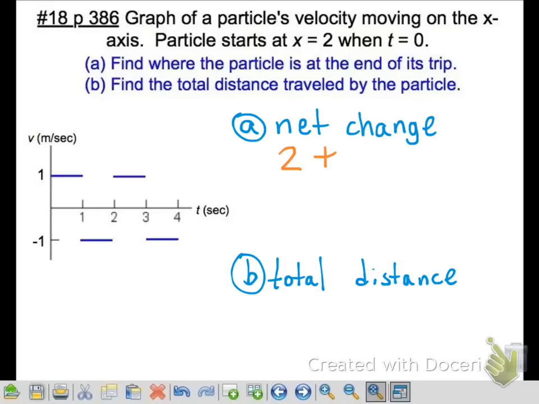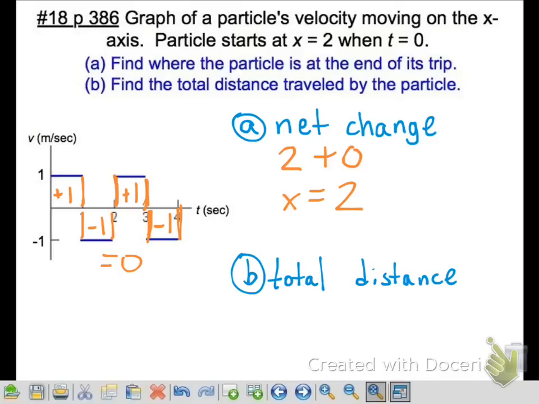Looking at our graph, we need to think about our change in terms of area, where we have a +1. Our next part is a -1, then a +1, and then another -1. Notice that net change is coming out to 0. So basically, we started where we were, we moved back and forth for a while, but in the end, we're back at the same position that we started at, the position where x is equal to 2.